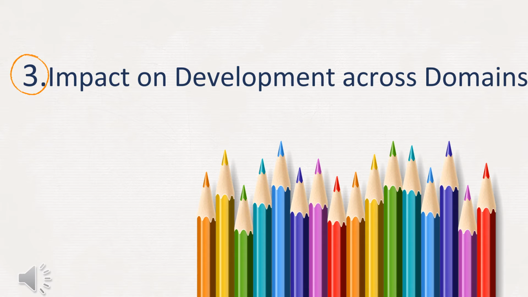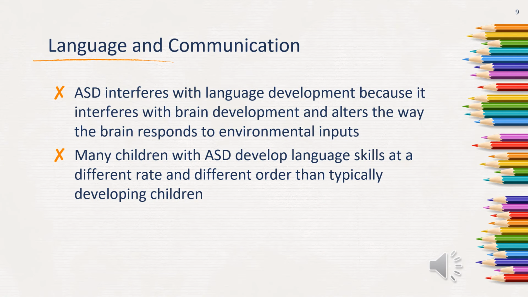Now we will look at the impact on development across many domains, including health and physical, as well as social and emotional. As for language and communication, ASD typically interferes with the development of language because it interferes with brain development and alters the way the brain responds to environmental inputs. Many children with ASD develop language skills at a different rate and different order than typically developing children.